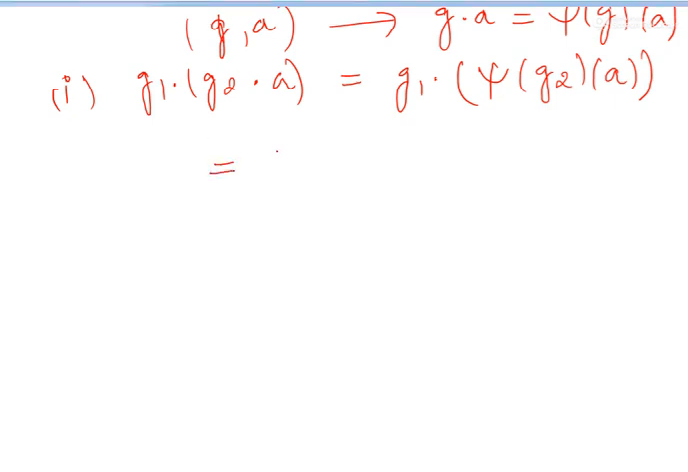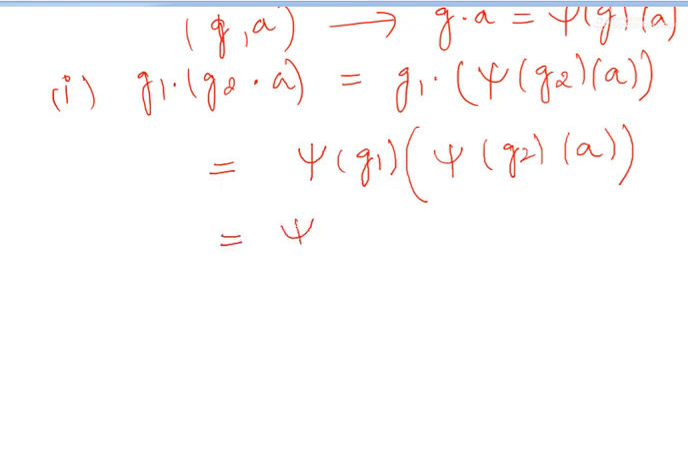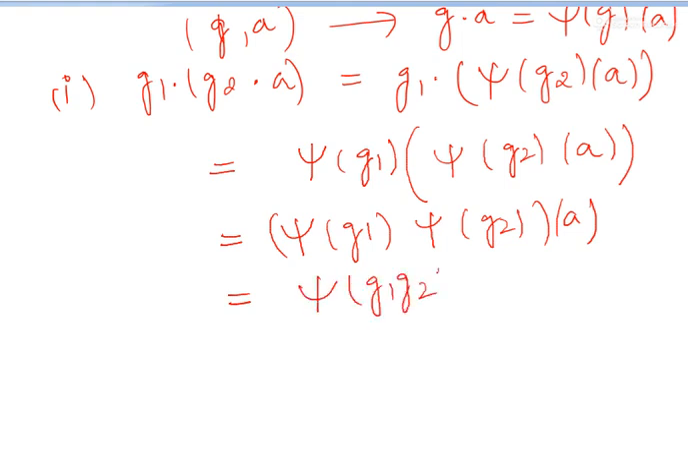So this is equal to G1 dot this thing, which will be psi G1 applied to psi G2 of A. So it will be psi G1 psi G2 of A. As psi is a homomorphism, we can write this as psi of G1 G2 applied to A, and according to this definition, psi G1 G2 A is (G1 G2) dot A. So the first property is true.